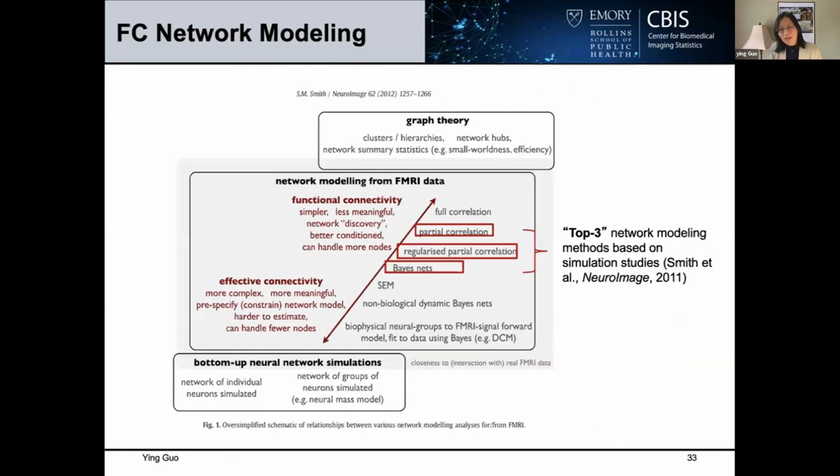Once you decide what atlas you're going to use, the next step is to determine what kind of measure will be used to capture the functional connection between different brain regions. People have reviewed the whole spectrum of measures used for functional network modeling. In this paper, for example, Smith et al. did extensive simulation studies and evaluated different network modeling methods. They found that partial correlation-based methods tend to provide better recovery of the functional connectivity patterns, because compared to full correlation, partial correlation removes the confounding effect of other nodes and can potentially better capture the true dependence between regions.